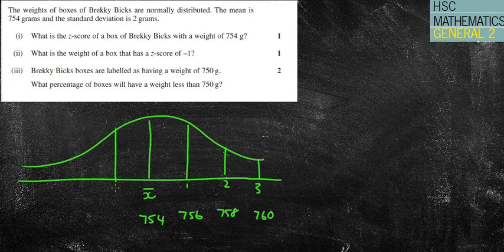I also probably need to have some negative ones, so 752, and likewise, because it's going down by 2s, it's probably easier just to do all of them. Okay, so -3 will be 748. Okay, so let's look at the questions.